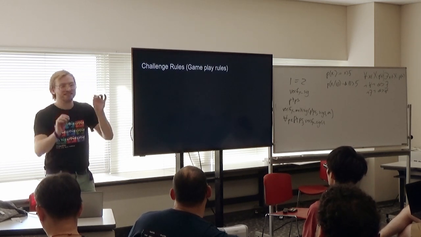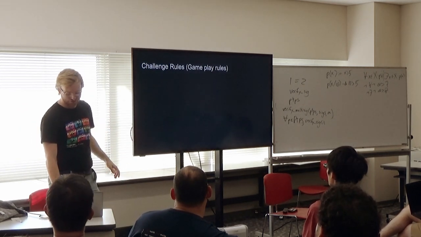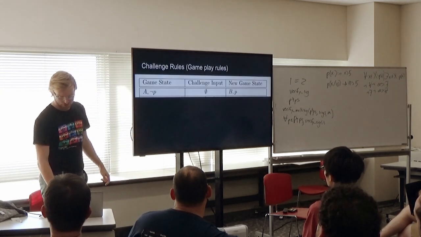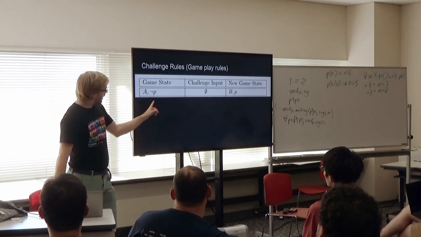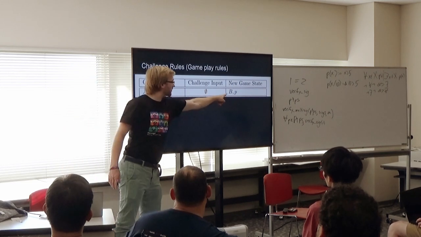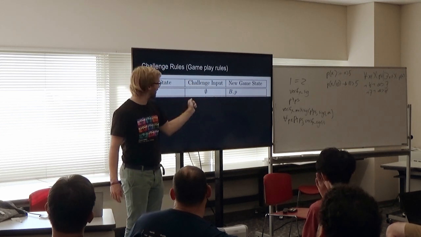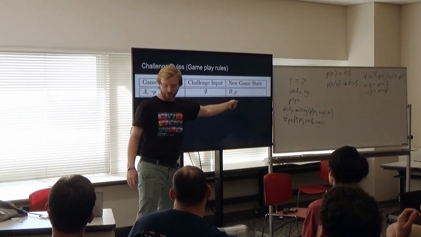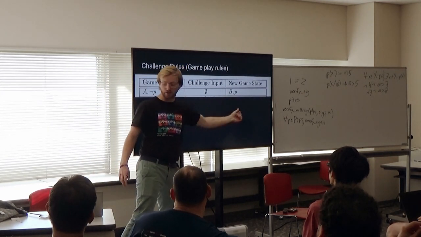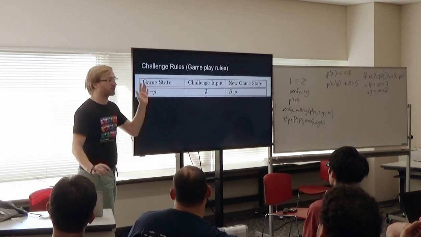Okay, now we get the real meat and bones. This is like the bee's knees of what we're going to talk about here. Let's define the rules from which A, P0 goes to B, P1. So here are the rules. First of all, just talk about how this table works. This is a game state. And now the opponent, B here, might or might not have to make a choice, might have to provide some input. In this case, they don't. And this is going to be our new resulting state. So this is our thing to the left of the arrow, this is going to be our thing to the right of the arrow. We call these challenge rules. This is how the game is going to progress through the steps. Make sense? Okay, so what's the first challenge rule?